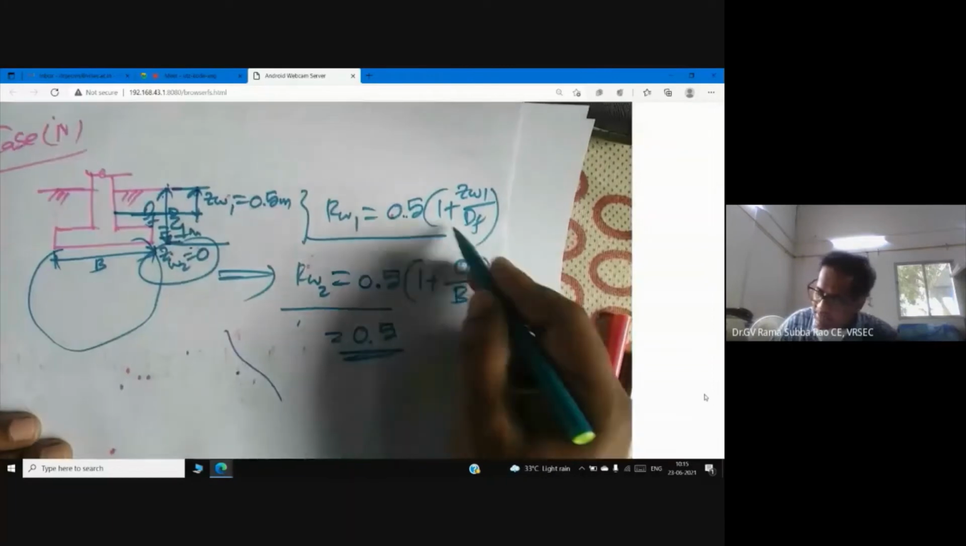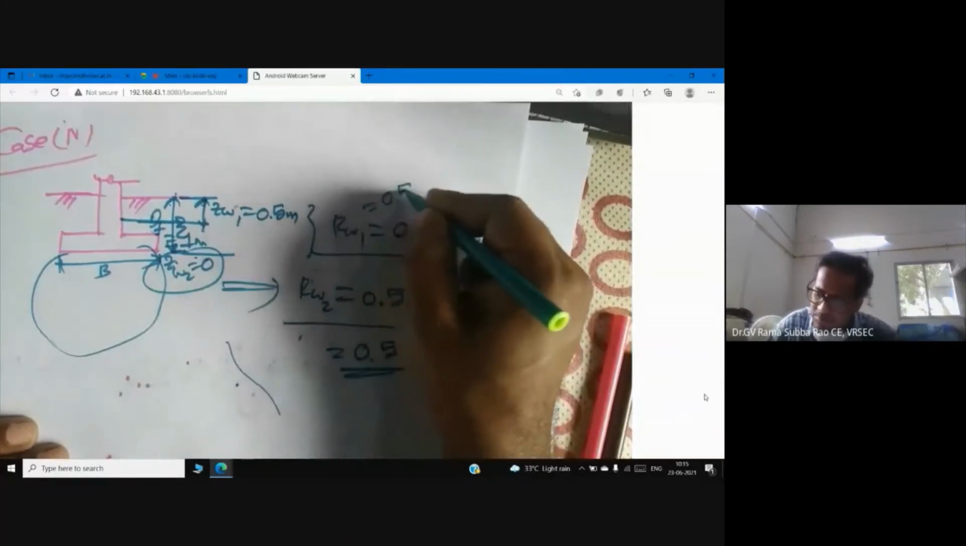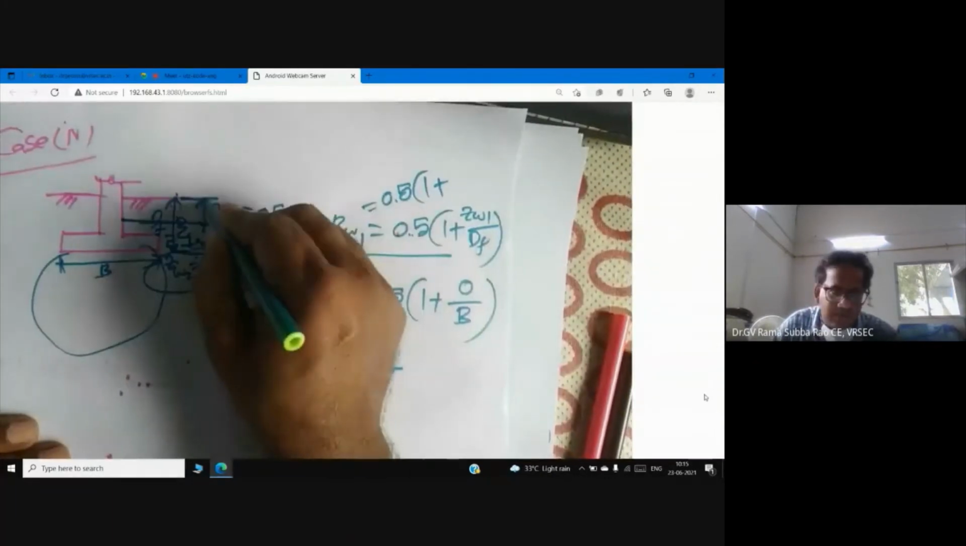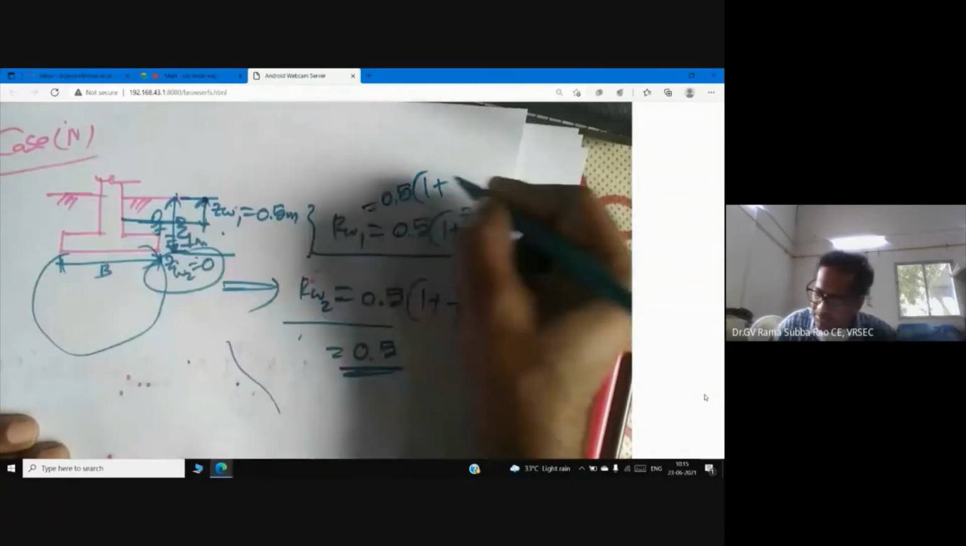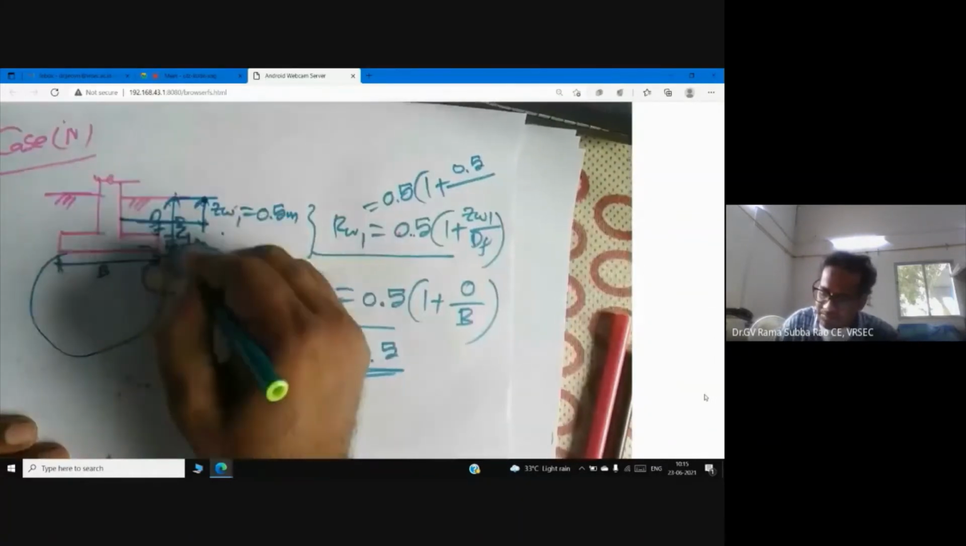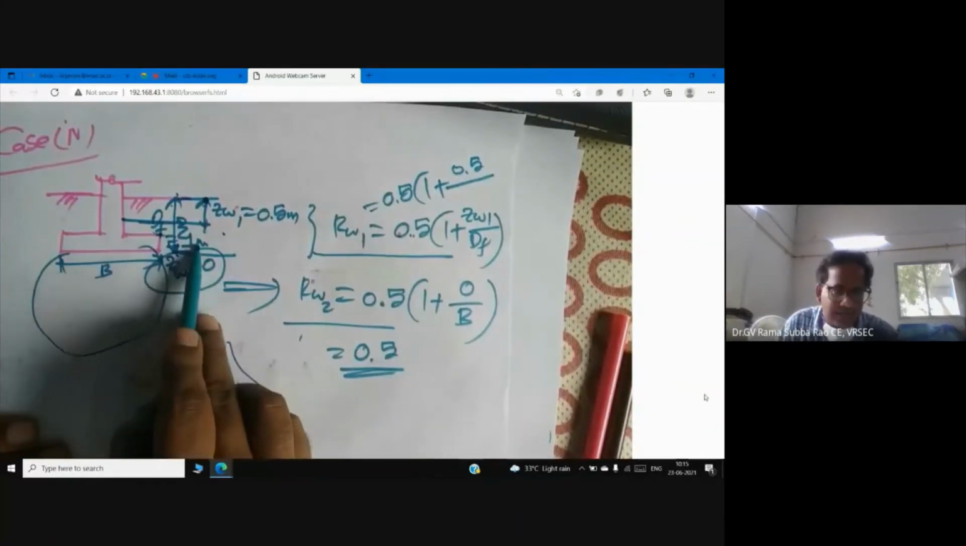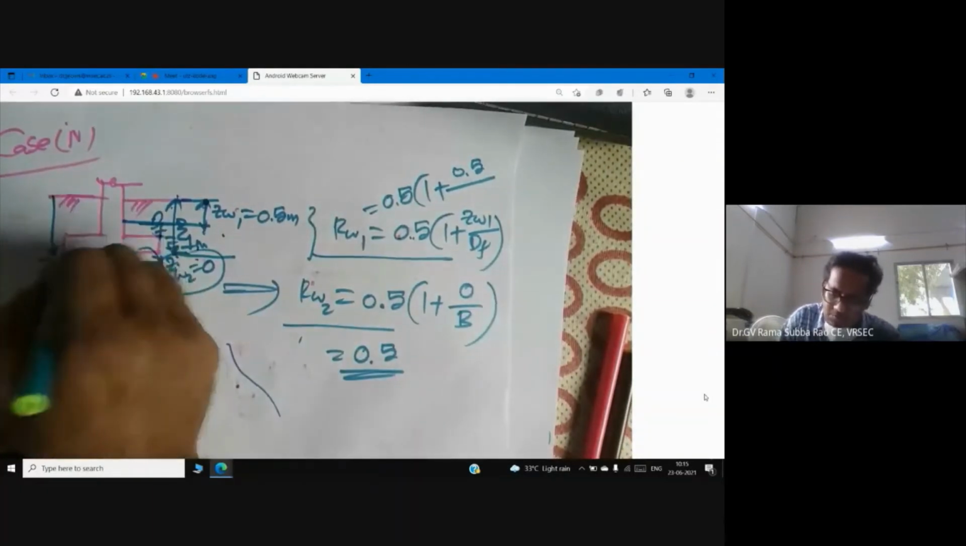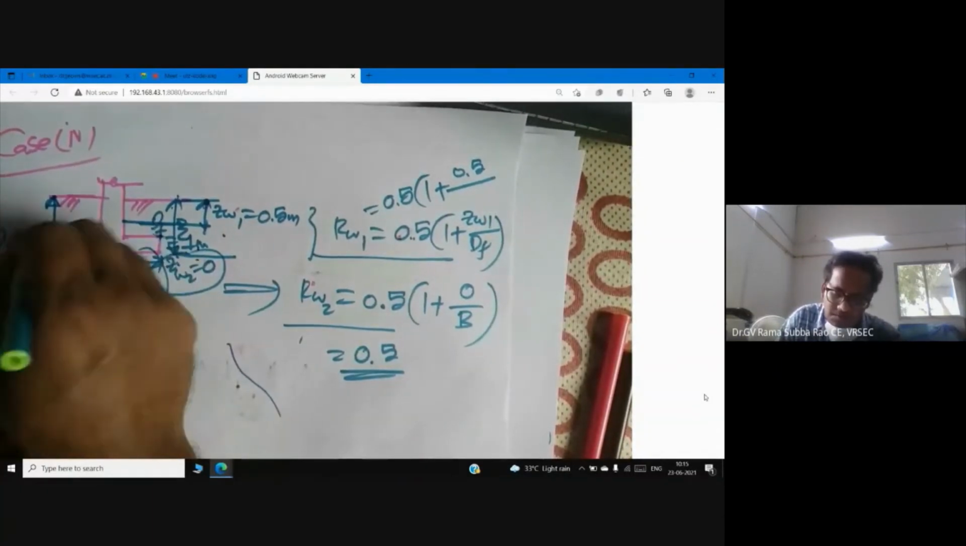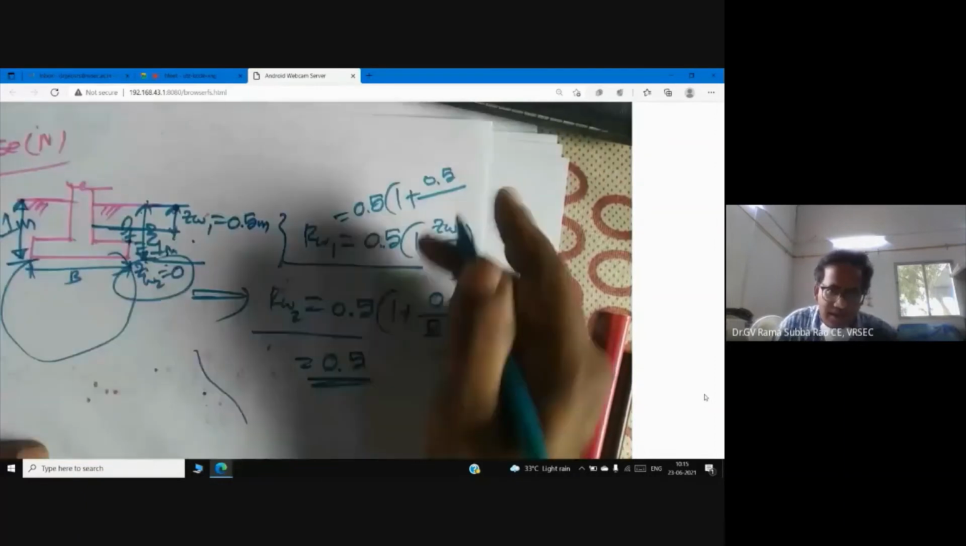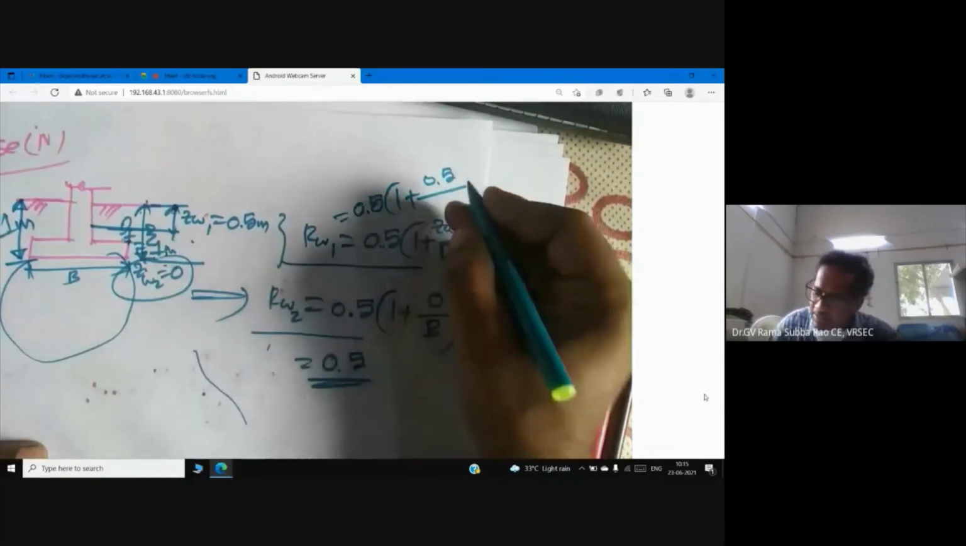So how to calculate RW1 now? 0.5 into 1 plus ZW1, which starts from ground level, is 0.5. So what is the depth of the foundation? It is clearly written, it is 1 meter. I will write it once again, in case you feel it is not visible: the foundation depth is 1 meter. Now, anybody ready to tell me how to calculate RW1?